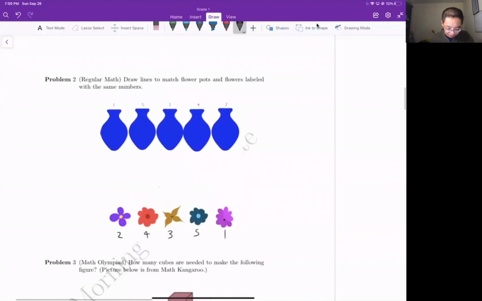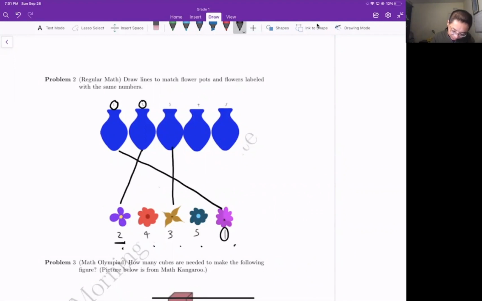Problem number 2. Here we have 5 flower pots that are labeled 1, 2, 3, 4, 5. And then we also have flowers that are labeled 2, 4, 3, 5, 1. What we need to do is to connect the flower pot with the flower that has the same number. So this is 1, we go with 1. And here is 2, we go with 2. This 3 goes with 3, 4 goes with 4, and 5 goes with 5.